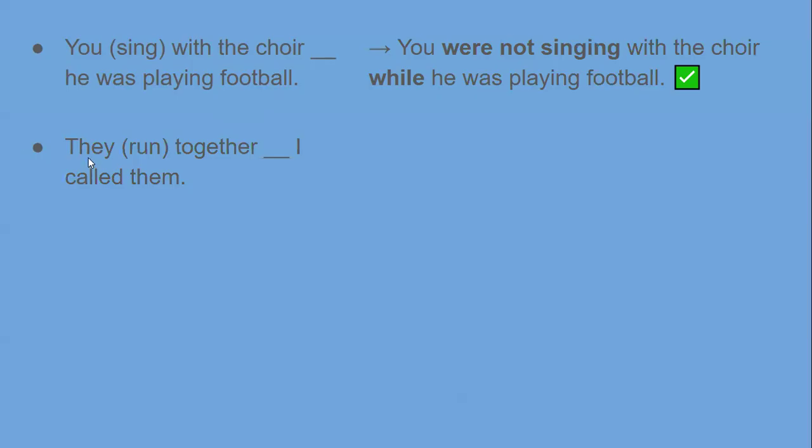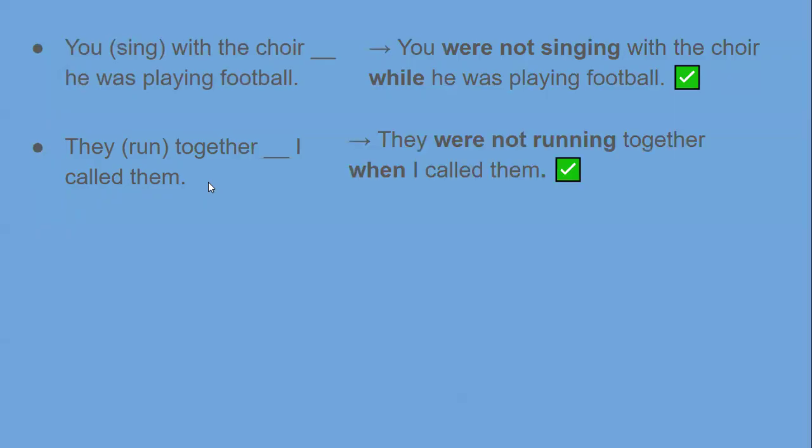They ran together, gap, I called them. Subject, they, and therefore we have to use the verb to be were, make it negative by putting not, make the verb to be a gerund by putting an ing. The second action is in the simple past, and therefore it means there was an interruption. So we have to put when. The correct sentence therefore becomes, they were not running together when I called them.